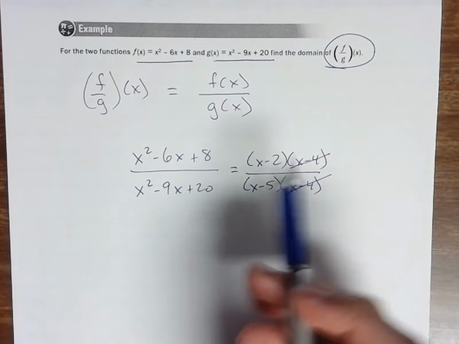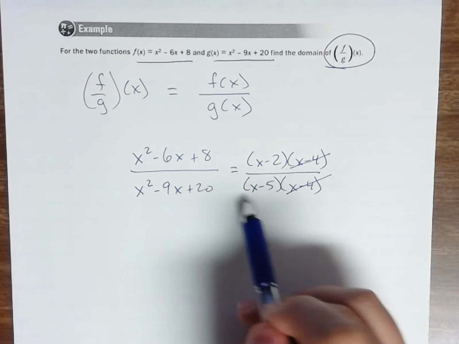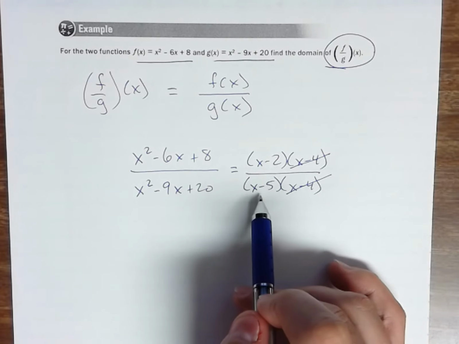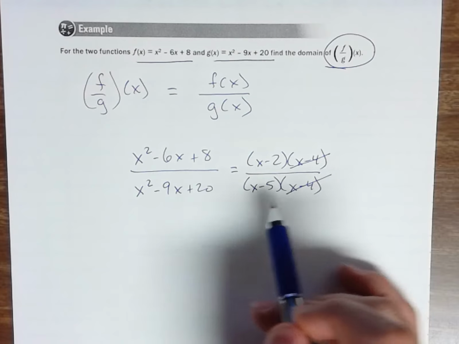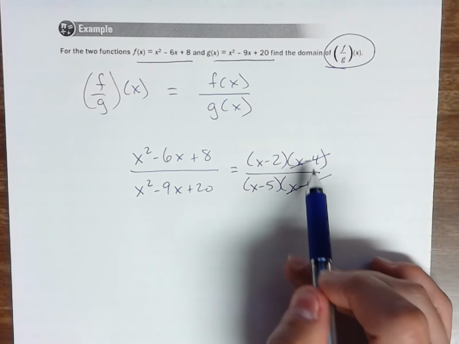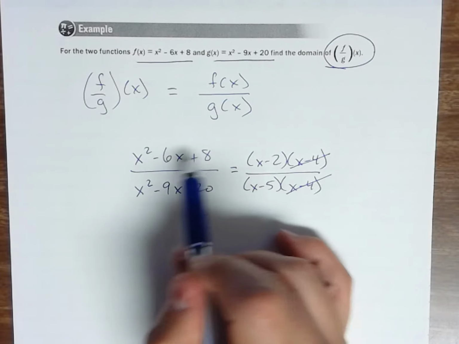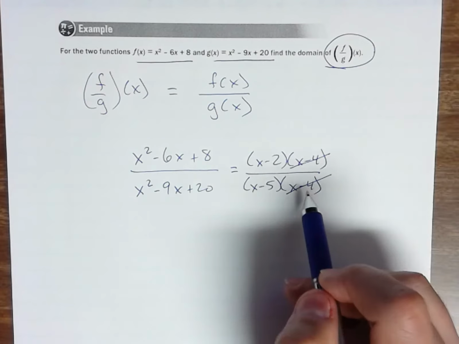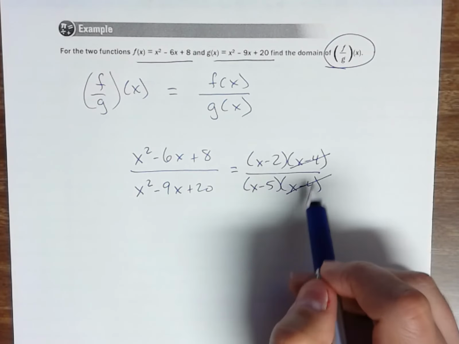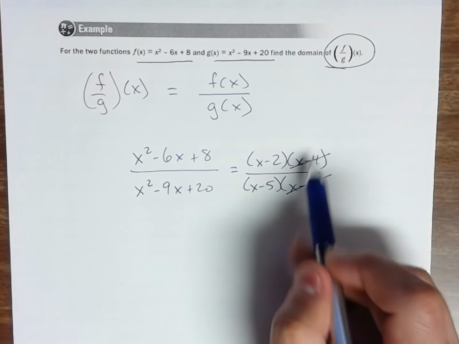So when we talk about domain, remember when I've got a rational function, the denominator cannot equal 0. So x can't be 5, because if I plugged a 5 in right here, it would be 0. Well, it also can't be 4. Even though I divided that out, if I plugged a 4 back into this original equation, it would make the bottom equal 0, and that wouldn't work. So that actually creates a hole in my graph when it divides out. We'll discuss that more in the future, so don't stress out about that.